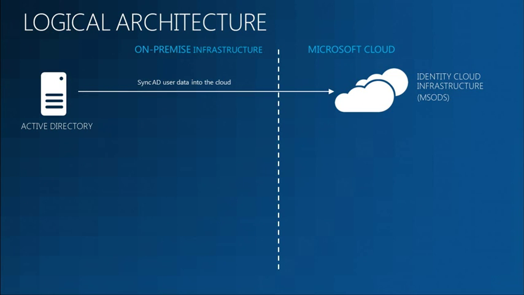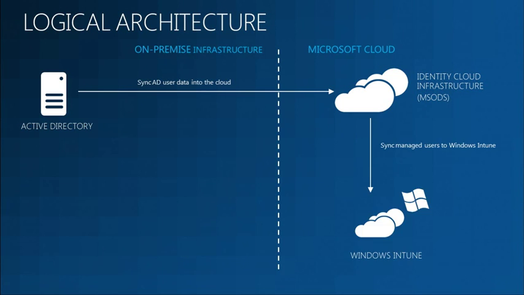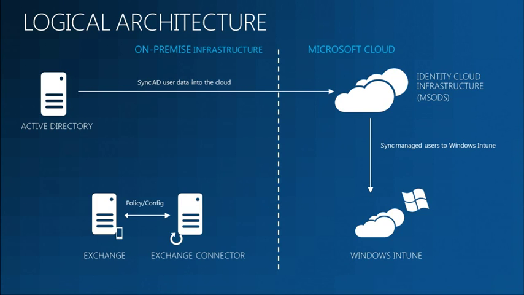So essentially, we are using the set of user identities that are part of the Active Directory that's sitting on the enterprise premise. We're syncing those identities into our Microsoft Cloud infrastructure, which some of you might know as MSODS, Microsoft Online Directory Services. So once those users, including their identities and details, are synced into the Microsoft Cloud, Windows Intune pulls those users into its databases.